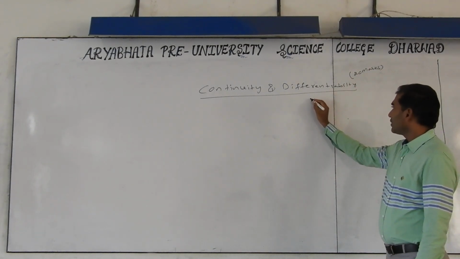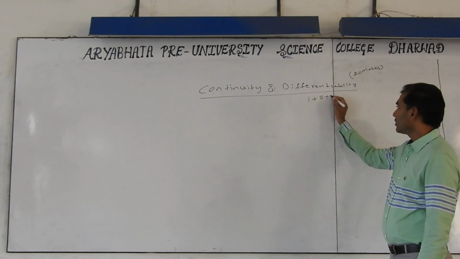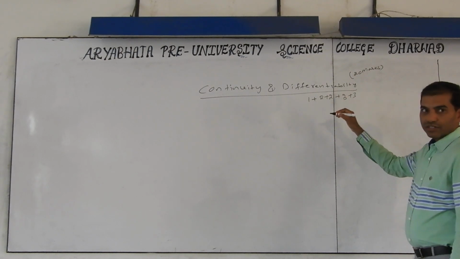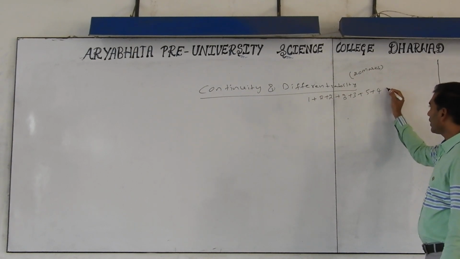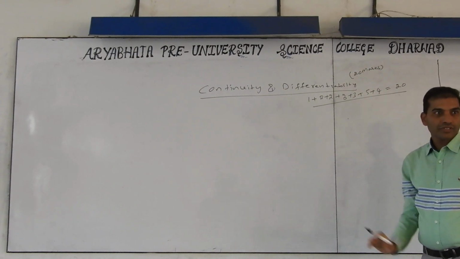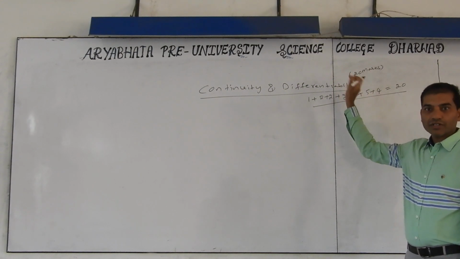The number of questions: 1 mark, 1 question. 2 marks, 2 questions. 3 marks, 2 questions. 5 marks, 1. 4 marks, 1, which is equal to 20. This is as per the board, the weightage of this topic is 20 marks.